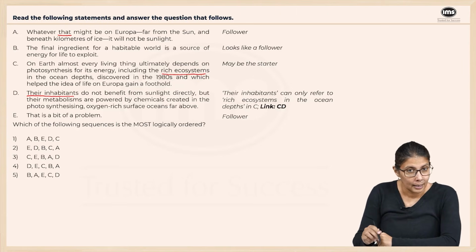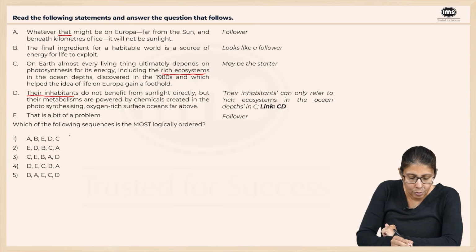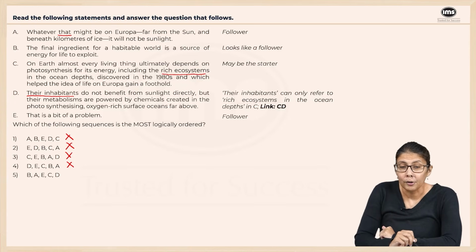So now, let's take a look at our options. 1 does not have the CD link, so I can cancel it out. The second does not have a CD link, so I can cancel it out. Third does not have a CD link, so you can figure it out by now. The fourth one also does not have a CD link. So, surprisingly, I go to the fifth option.